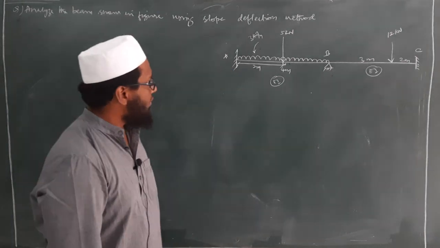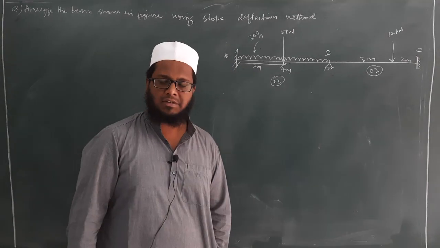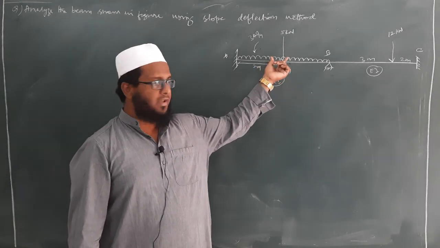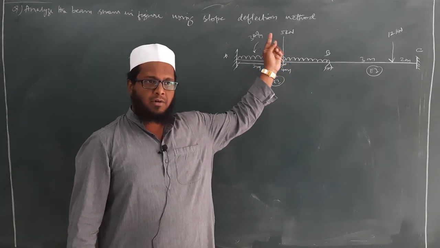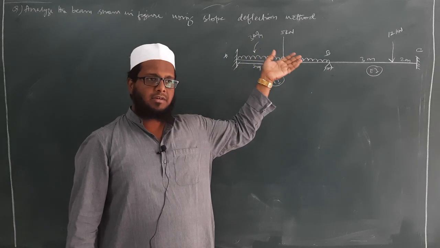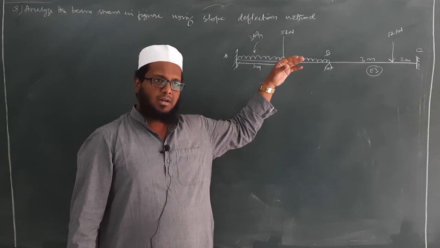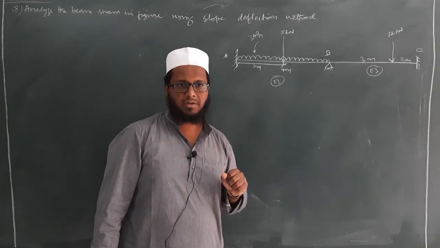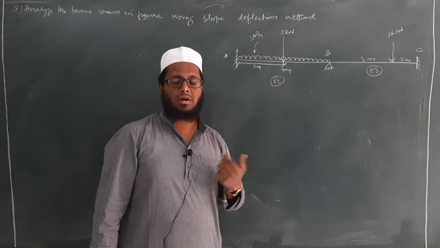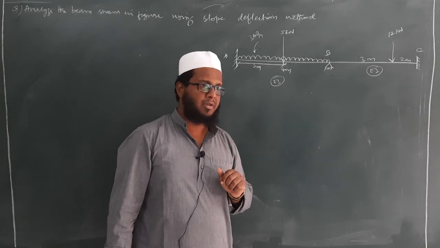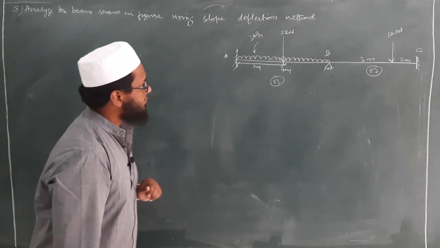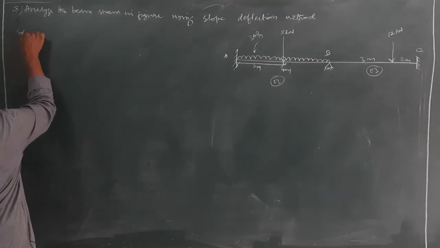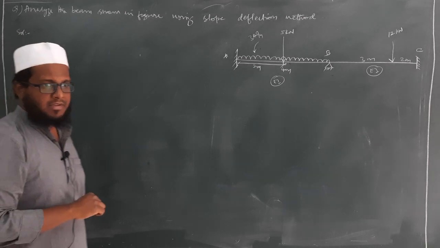Okay, so in the previous problems we have seen the formula for fixed end moments, that is for UDL and for point load separately, but here in this case we have got UDL on the same span, along with that we have got point load on the same span itself. So how to calculate the fixed end moment for that particular beam, we will see now.